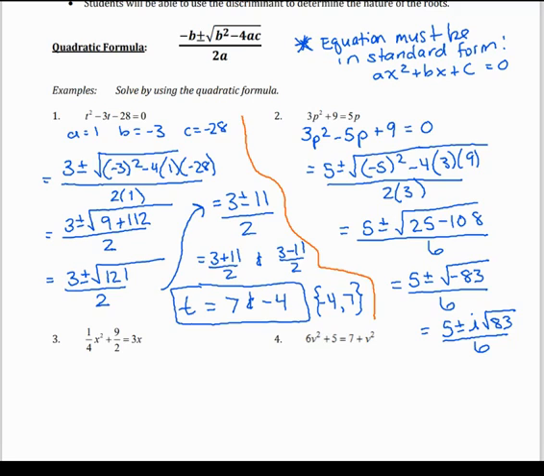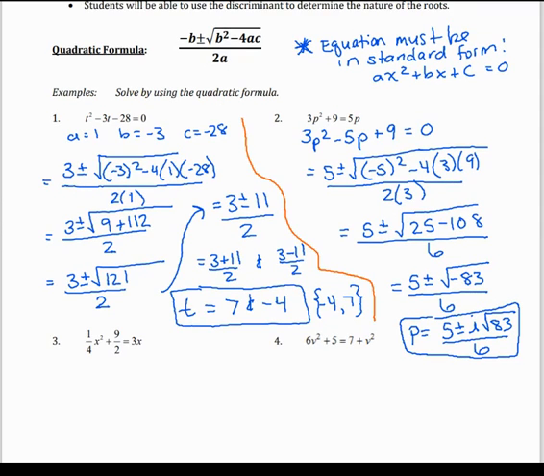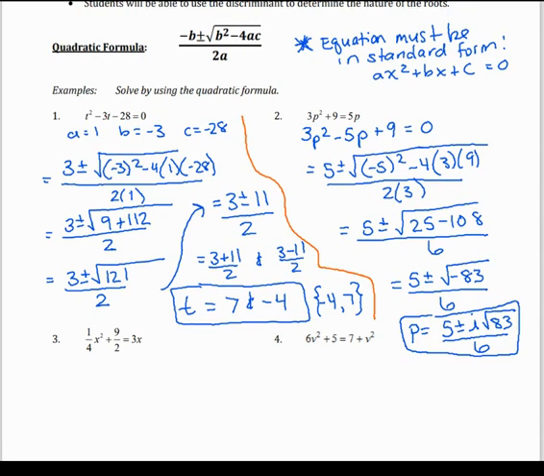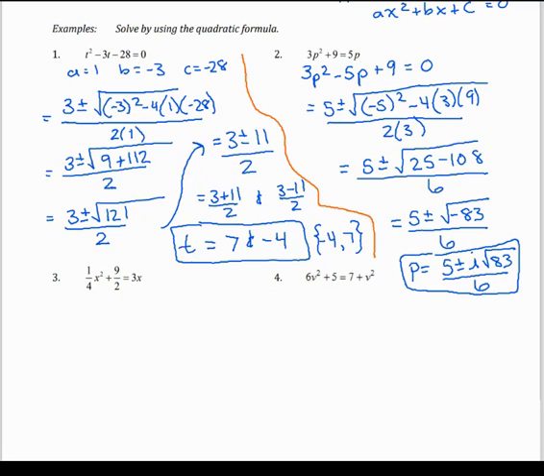There is no more simplifying we can do, so that means p equals 5 plus or minus i root 83 all over 6. Remember that is really two solutions: 5 plus i root 83 over 6 and 5 minus i root 83 over 6. And we leave it as is. Okay, let's keep on going.